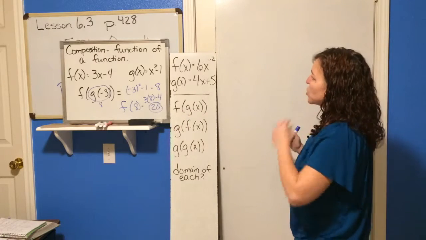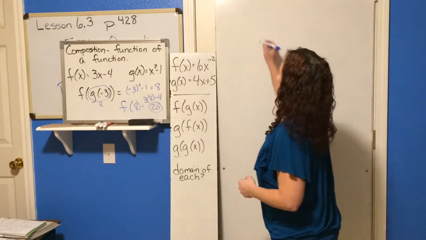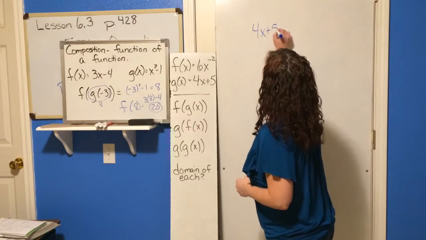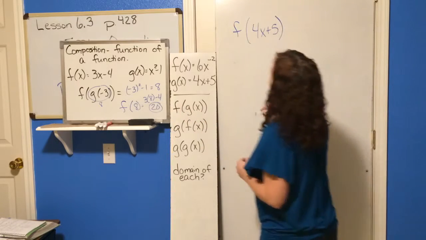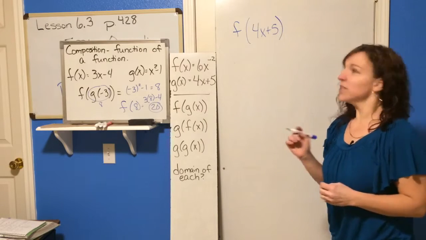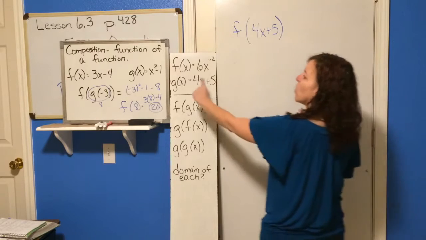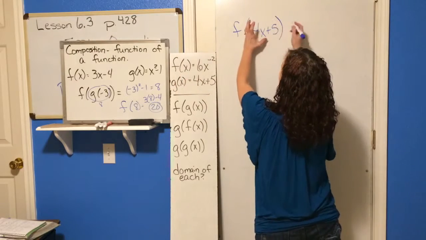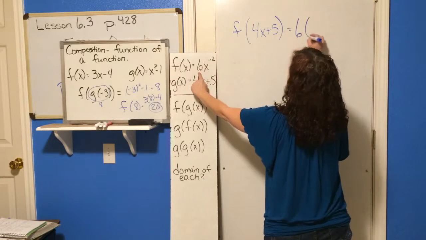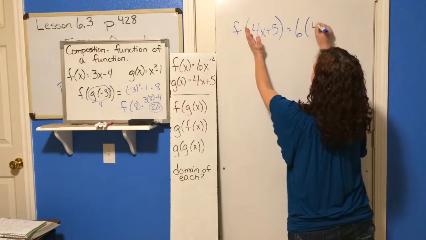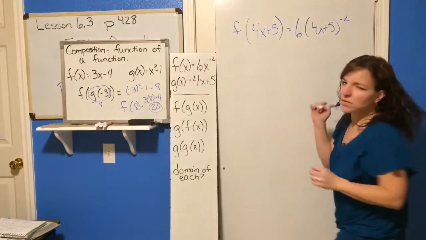All right, so we're going to start out with g of x, which is 4x plus 5, right? So 4x plus 5 now becomes what we want to take the function of. So this becomes our x, the whole part. Now if I want f of this whole thing, this becomes my x. So I'm going to take 6 times my x, which is this whole 4x plus 5, the whole piece to the negative 2 power.